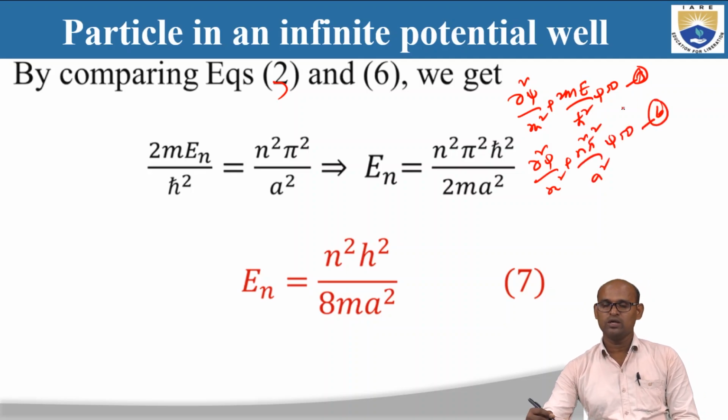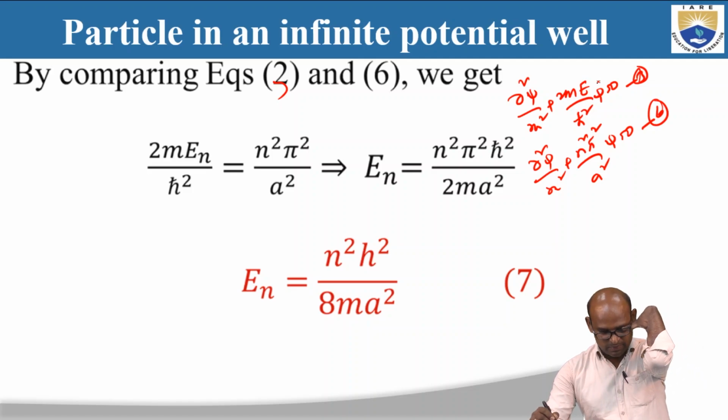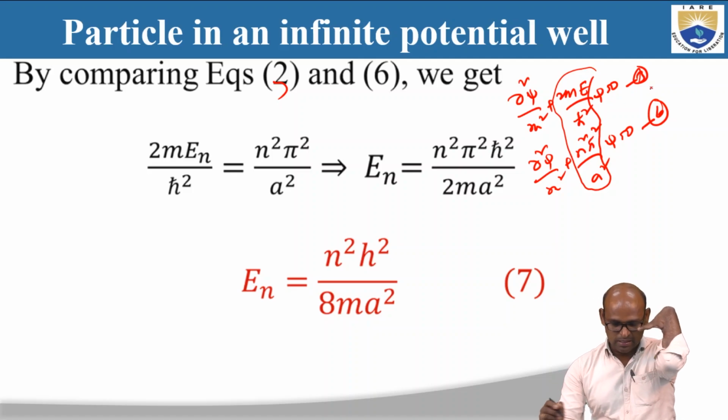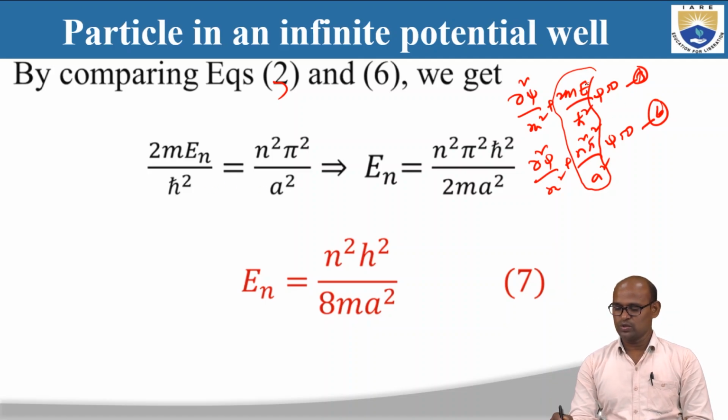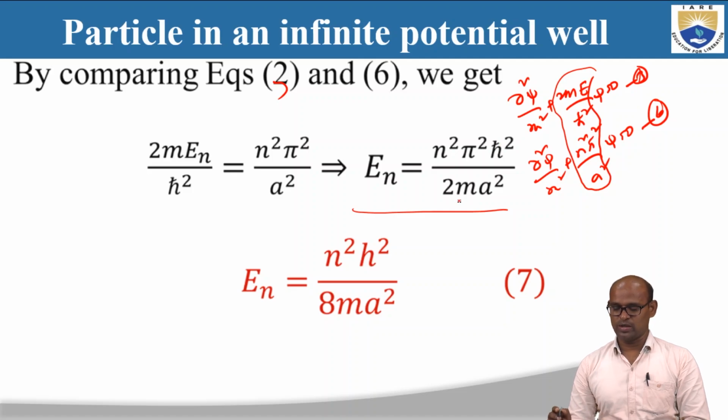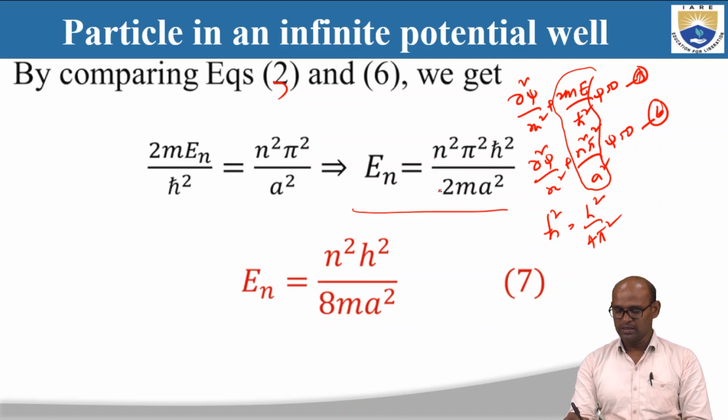These two equations are second order differential equations. Except for the factors, they must be the same, so the factors also must be the same. Equating these two, 2mE by h cut square must be equal to n square pi square by a square. So we get the energy E equal to n square pi square h cut square by 2m a square. Or you can substitute h cut square equal to h square by 4 pi square. By substituting that, we get n square pi square h square by 4 pi square, so that will be 8m a square, and pi square will cancel out.